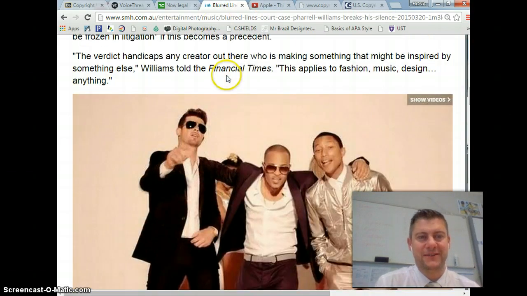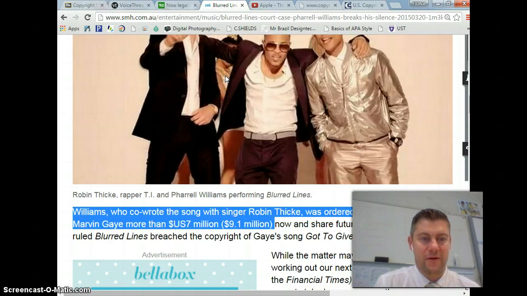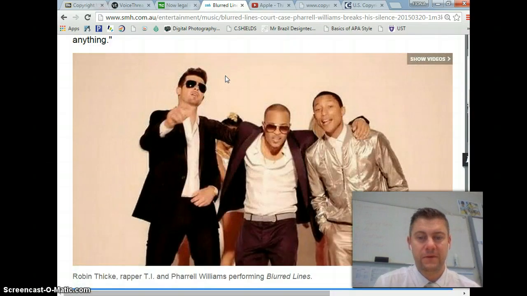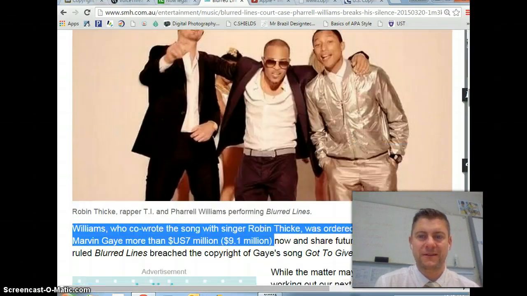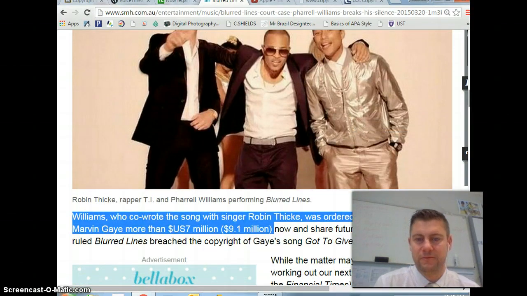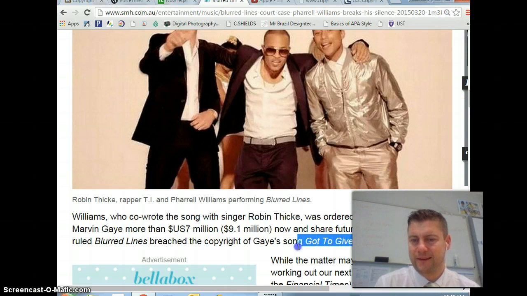So Pharrell Williams and Robin Thicke, they wrote the song Blurred Lines. But what's happened is, well, there's been an argument saying, hang on, you didn't write the song because it's a direct copy of Marvin Gaye's song "Got to Give It Up," which in itself is obviously a fantastic tune.